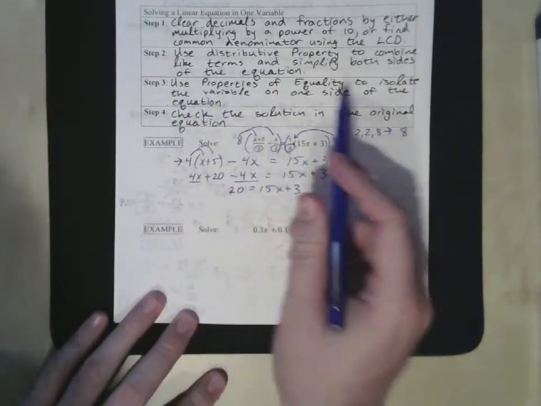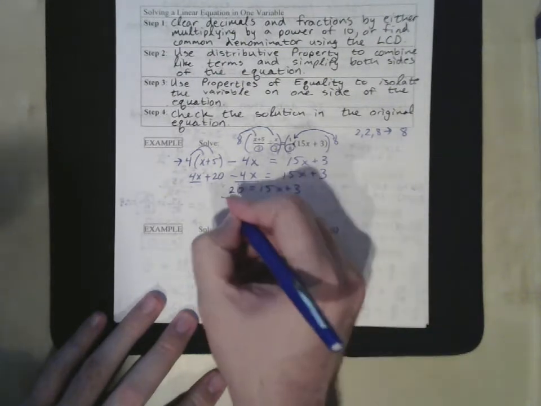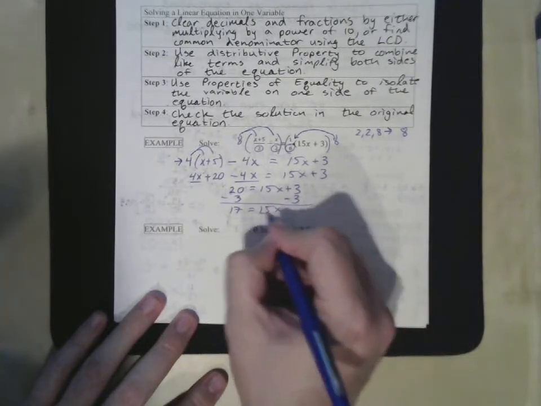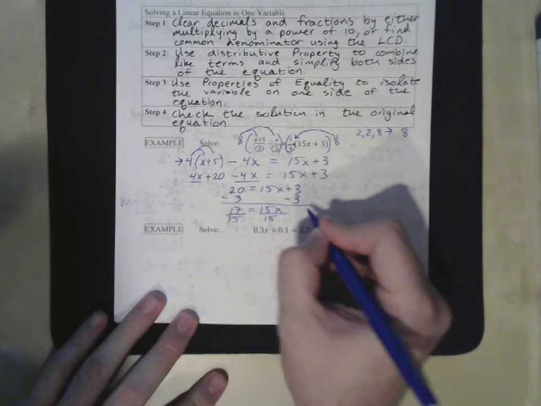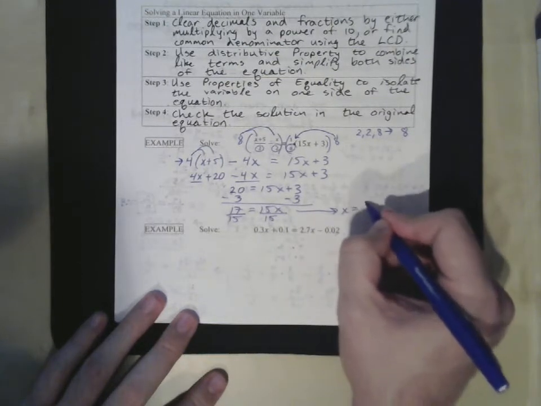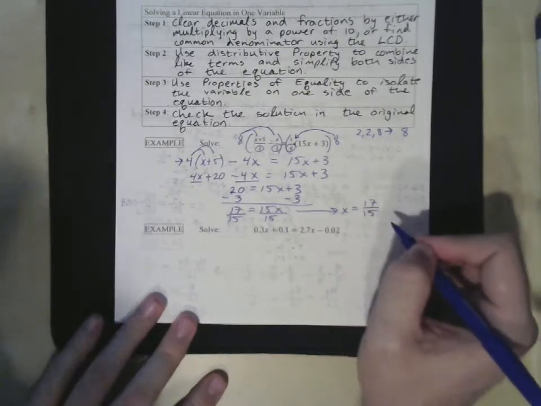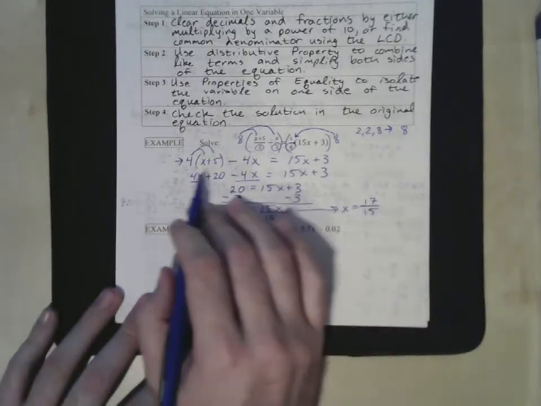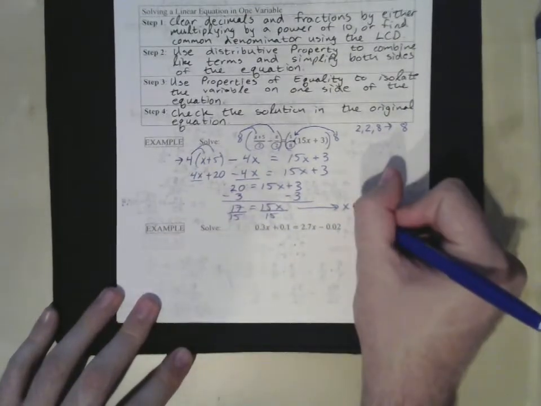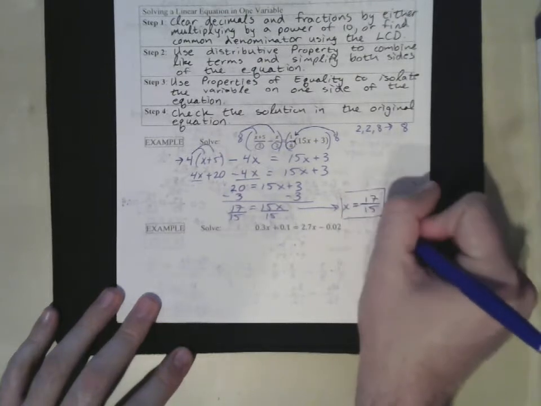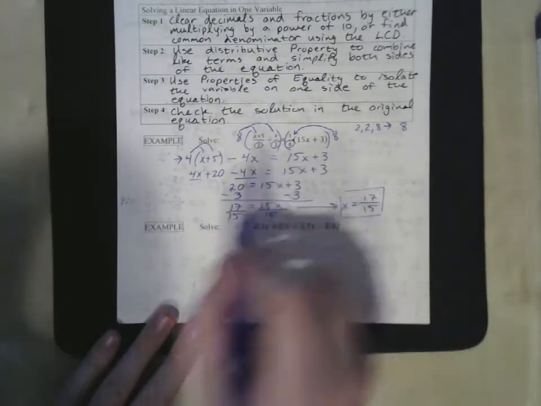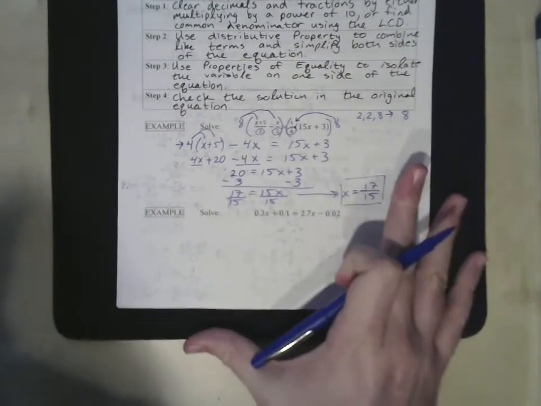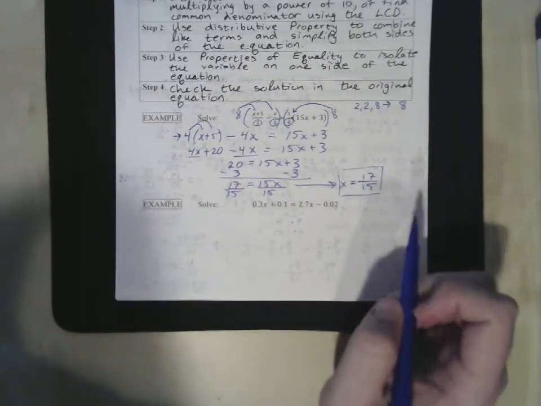Now we're into step 3. We're going to use our properties of equality. So I'm going to subtract 3 from both sides. I have 17 equals 15x. And then I'm going to divide both sides by 15. And we have x equals 17 over 15. And here again, as I said, even though we got rid of fractions in this step, at the end our answer still had fractions. And then the last thing to do would be to check the work, plugging 17 over 15 back in. I'll leave that for you to check, but it will work. It's good practice to try it out, so I recommend that you do try that out.